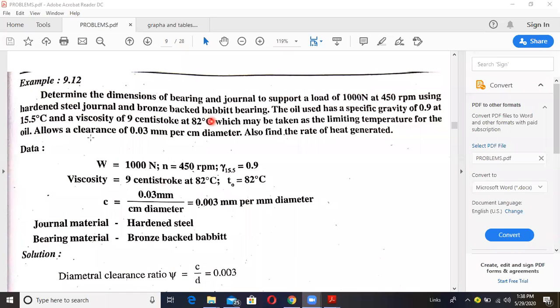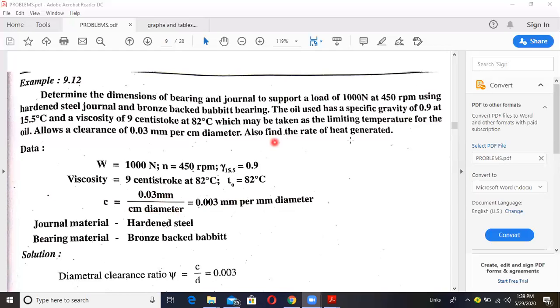Next, allow a clearance of 0.03 mm per centimeter diameter. Clearance is always represented by C, which is equal to 0.03 mm per centimeter diameter. Now we convert the centimeter into mm, so we get a factor of 10 to the power of 1. If I shift the 10 to the power of 1 to the numerator, it becomes 10 to the power of -1. Then we get 0.003 mm per mm diameter, now converted from centimeter to mm.